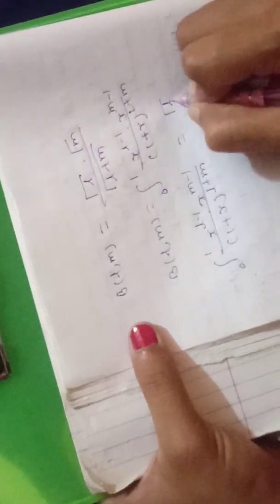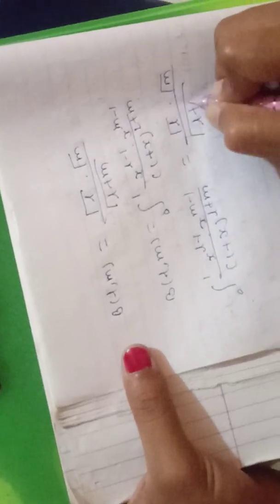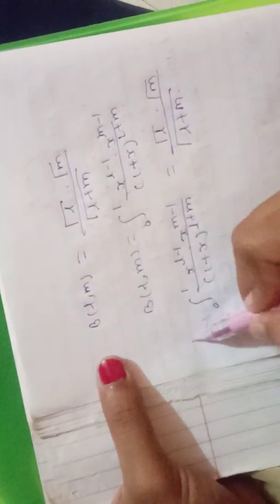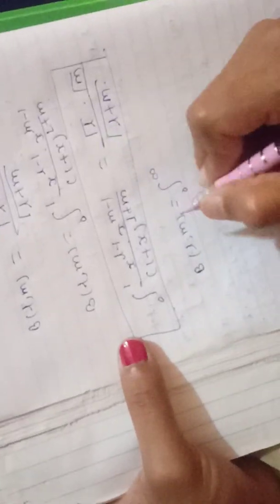Then integration 0 to 1 x raised to l minus 1 into x raised to m minus 1 divided by 1 plus x raised to l plus m is equal to gamma of l into gamma of m divided by gamma of l plus m. This is the first transformation form of the beta function.